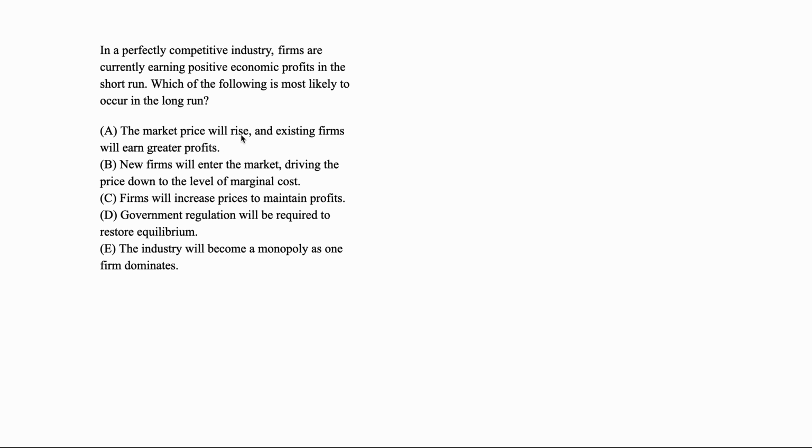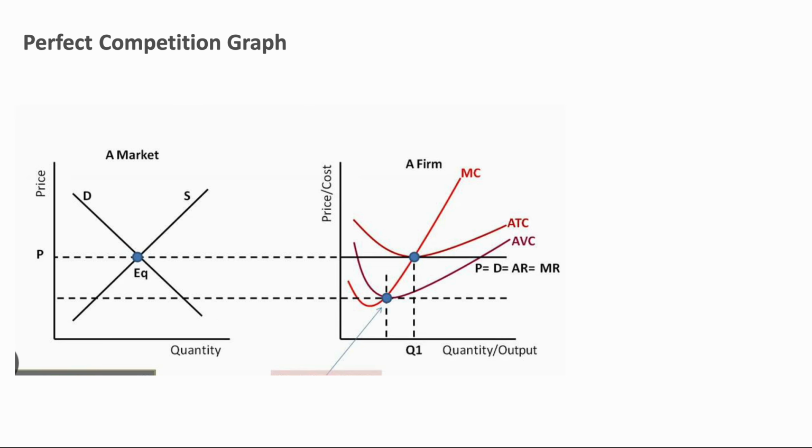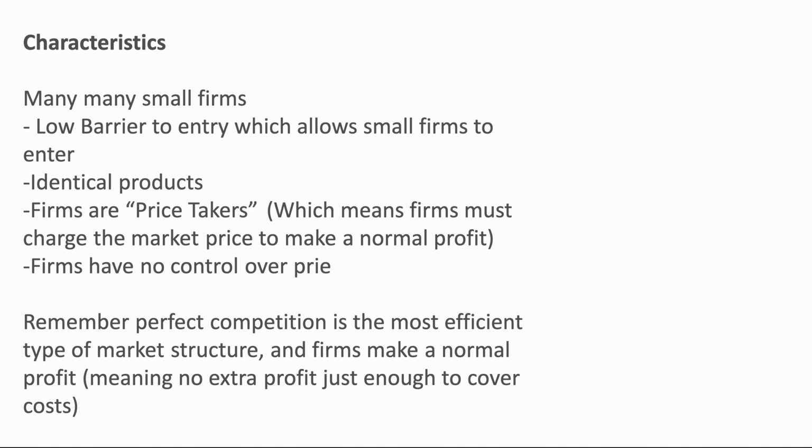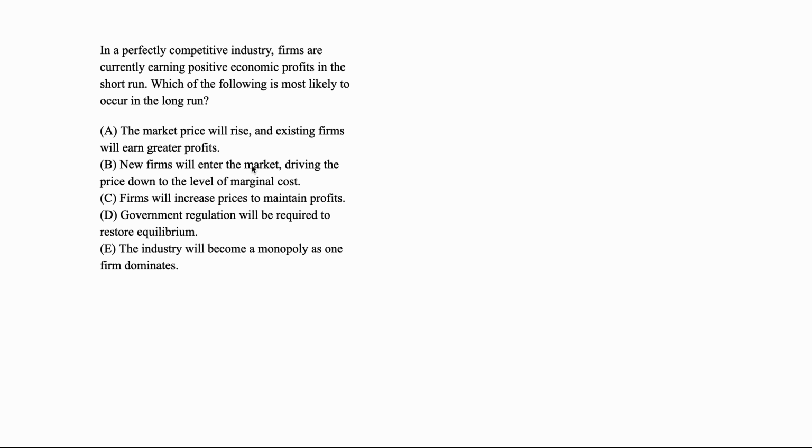A, the market price will rise and existing firms will earn greater profits. Nah, that's definitely not right. B, new firms will enter the market, driving the price down to the level of the marginal cost. That definitely could be right. What we've seen generally is that when you make extra profits, if you make a lot of money, then boom, people are going to join in. Because remember, there are low barriers to entry. Anyone can sell your product. And then boom, that lowers your profits.